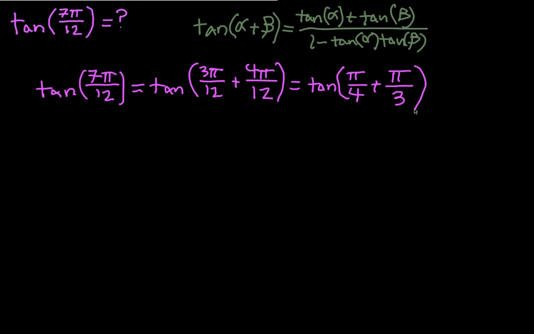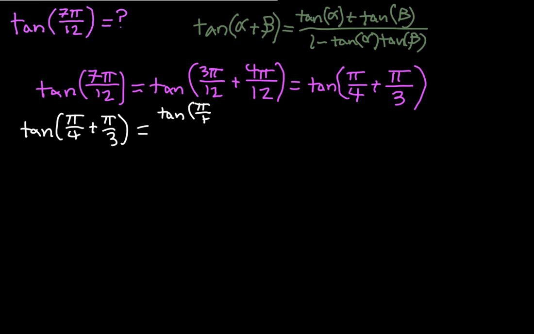All right, and those are familiar angles, right? Pi over 3 is 60 degrees, pi over 4 is 45 degrees. We should know the tangents of those angles, or at least the sines and cosines from which we can derive the tangent pretty well. So now let's start to actually solve this. So how would we put this into our formula for the tangent of two added angles?